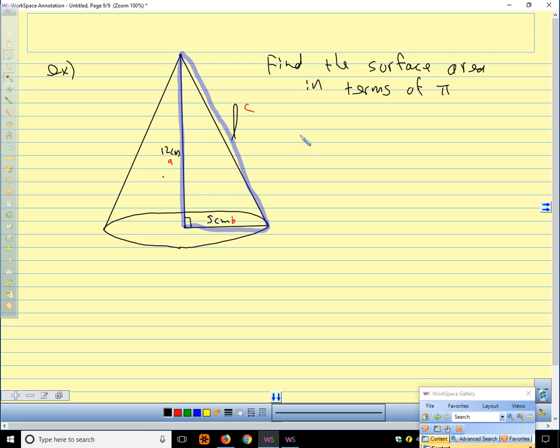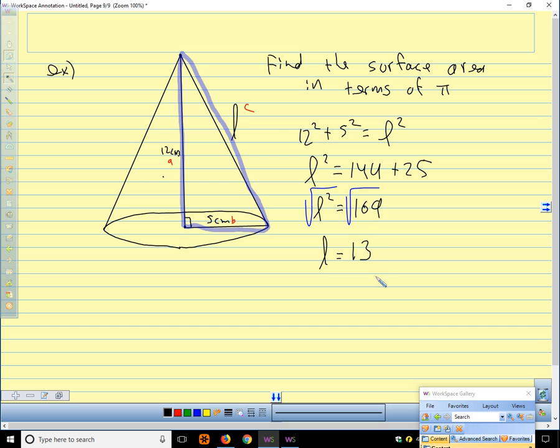So I'm going to say 12 squared plus 5 squared equals L squared. So L squared equals 144 plus 25. So L squared is 169. We need to take the square root to get our slant height. L equals square root of 169, which is 13. So now we have everything we need.